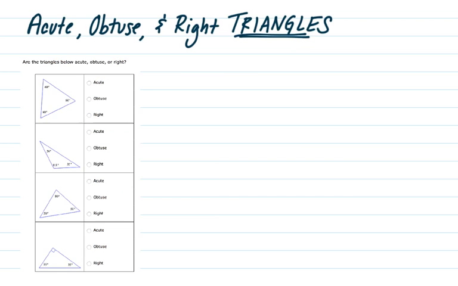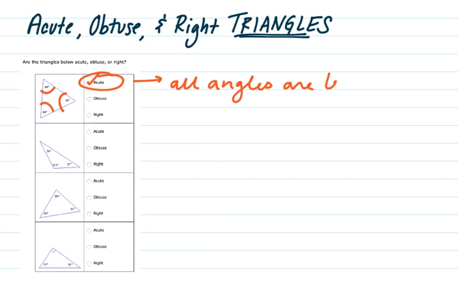Now we can also have acute, obtuse, and right triangles, and it's pretty much what you would expect. So let's look at this first triangle. You see every single angle here is less than 90. So this is an acute triangle. An acute triangle, all the angles are less than 90.